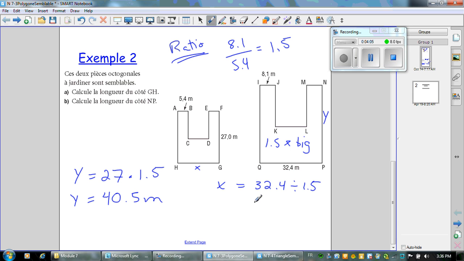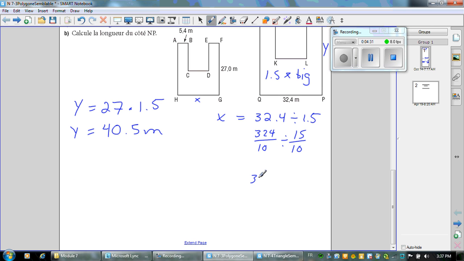So this here, you could do this. This is 2/3, 3/2. So you could actually do this using fractions. I would probably change this into 324 tenths divided by 15 tenths. And then I would do 324 divided by 15. That would be your answer.